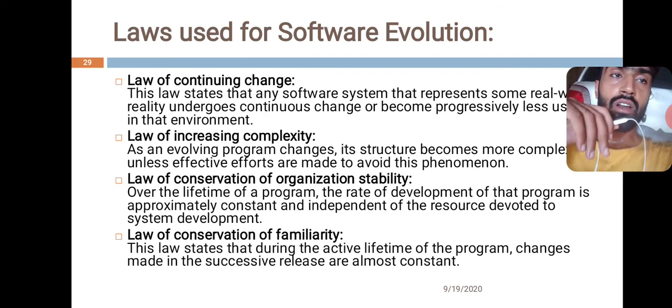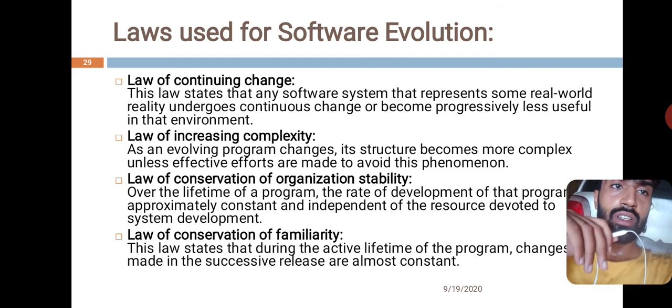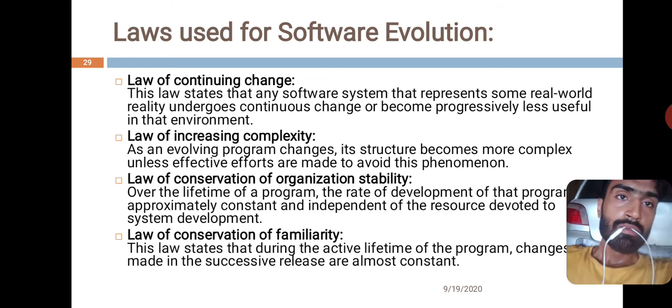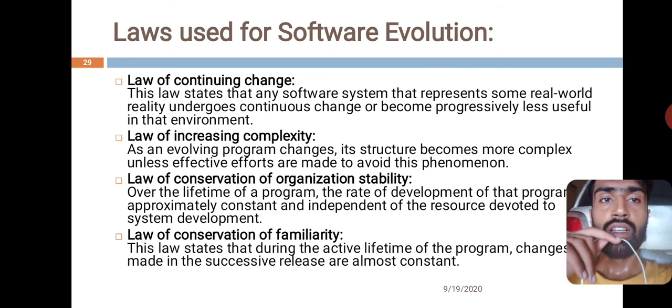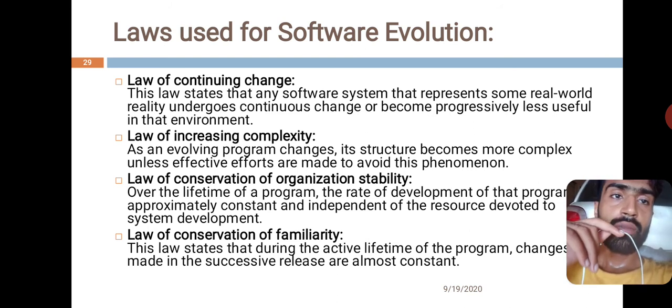Laws used for software evolution. Law of continuing change: any software system that represents some real world reality undergoes continuous change or becomes progressively less useful in that environment. Law of increasing complexity: as an evolving program changes, its structure becomes more complex unless effective efforts are made to avoid the phenomenon.